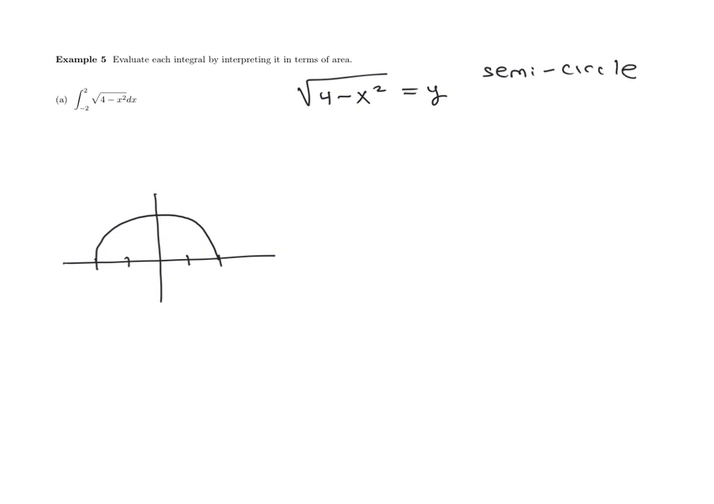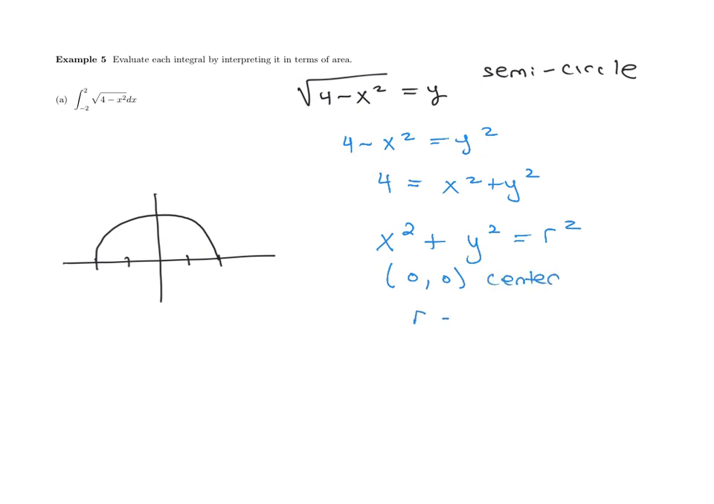And why is this the case? If you square both sides, you get 4 minus x squared is equal to y squared. If you add x squared to the other side, you get x squared plus y squared is equal to 4. And the general equation of a circle centered at the origin is x squared plus y squared is equal to r squared, where the center is at 0, 0, and r is the radius.